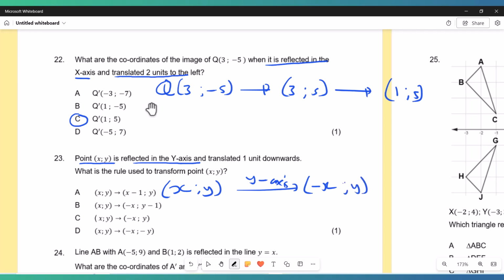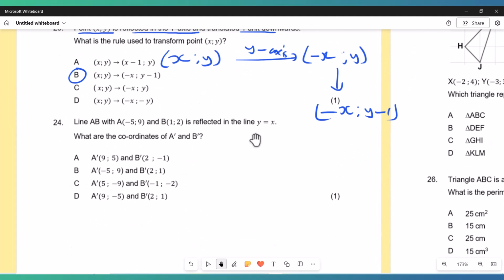But then they said don't stop there. They said then later translate 1 unit downwards. Now talk about downwards and upwards must be along the y-axis. So downwards means y minus 1. So it becomes negative x is to y minus 1. So the answer becomes what? It is B. Okay. Hope we are together.